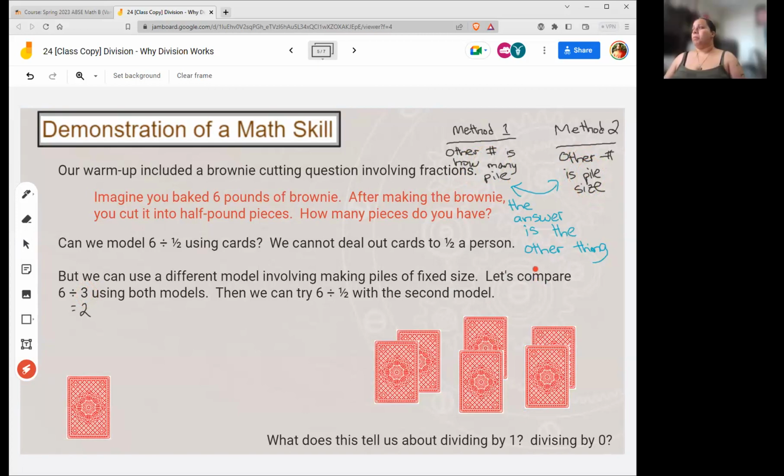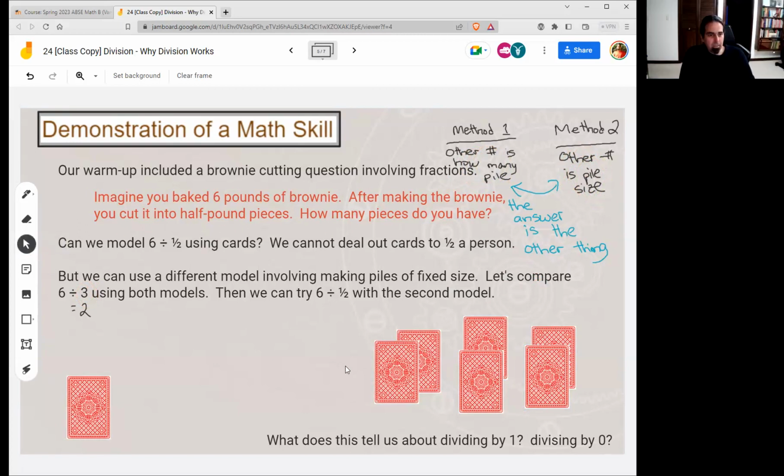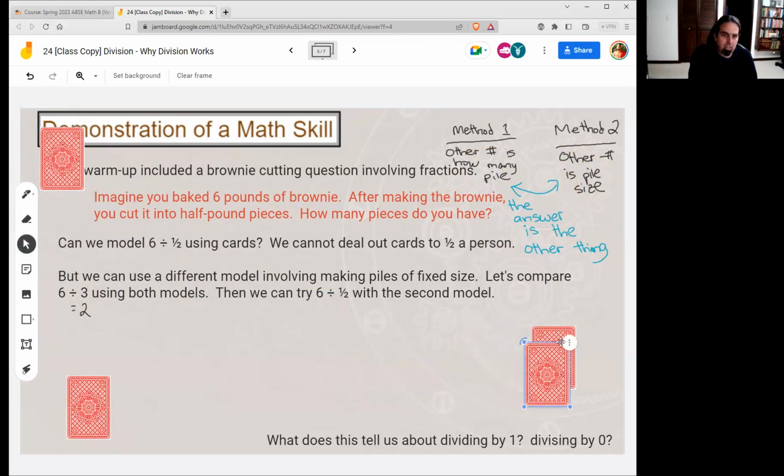Yes. So we're going to do this now, not with whole numbers, but with halves. So here I have a playing card. Can I do this one? Can I make only half a pile? No, because a pile by definition is at least one thing. So this method isn't going to work. But this one does work. Let's make piles of size 1/2. So we're now going to do 6 divided by 1/2.